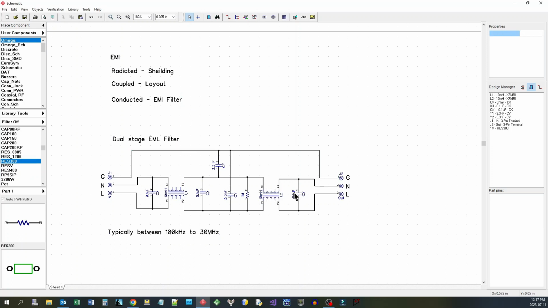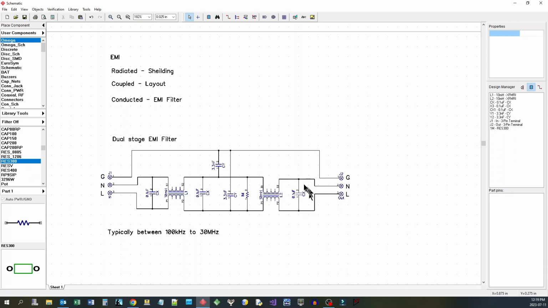So here we have a schematic of a typical dual stage EMI filter. So this here is a dual stage EMI filter, as I said, and it's pretty typical in design. So you have an X-type capacitor here, a common mode choke, and then a couple of Y capacitors, which shunt high frequency components right to ground. The X capacitors go across the power lines and deal with differential mode interference. And the Y capacitors deal with common mode interference, as does the common mode choke.